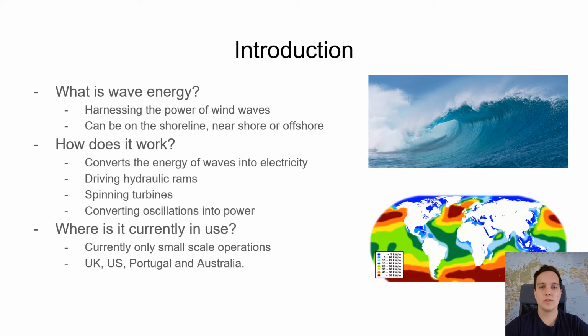Where is it currently in use? Current wave energy projects remain rather small scale. Existing wave energy projects are largely centered in areas of high wave energy potential. As you can see on this map, coastal regions on large oceans such as the Atlantic, Pacific, and Southern offer the greatest energy potential, and so current projects include the UK, US, Portugal, and of course, Australia.